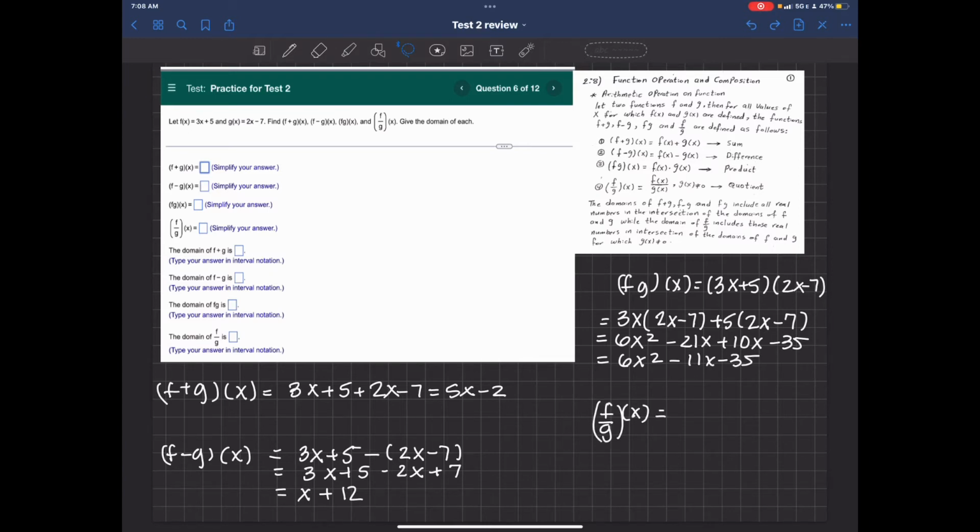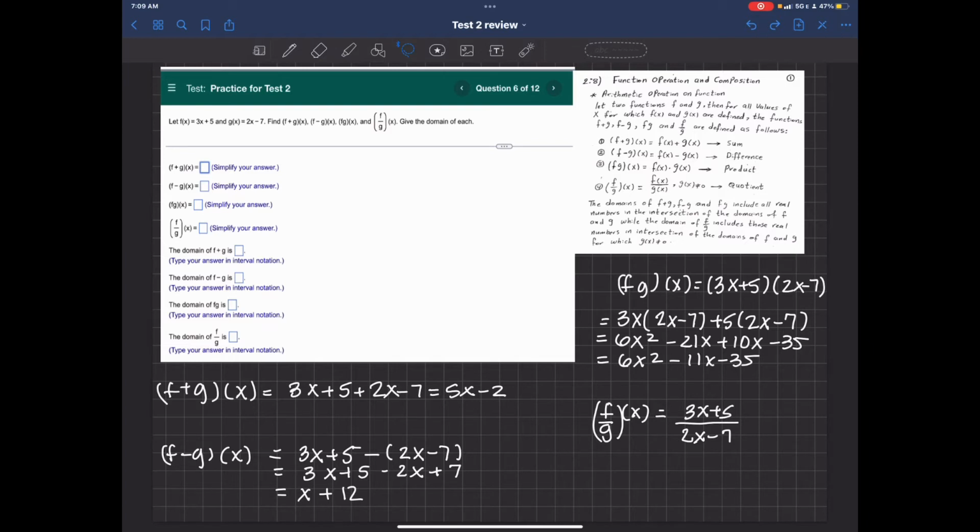And then f divided by g. All you're doing is making a fraction with 3x plus 5 over 2x minus 7.